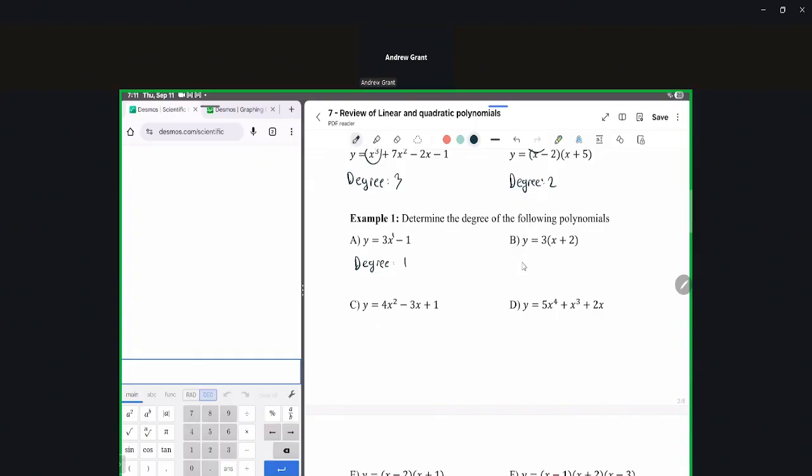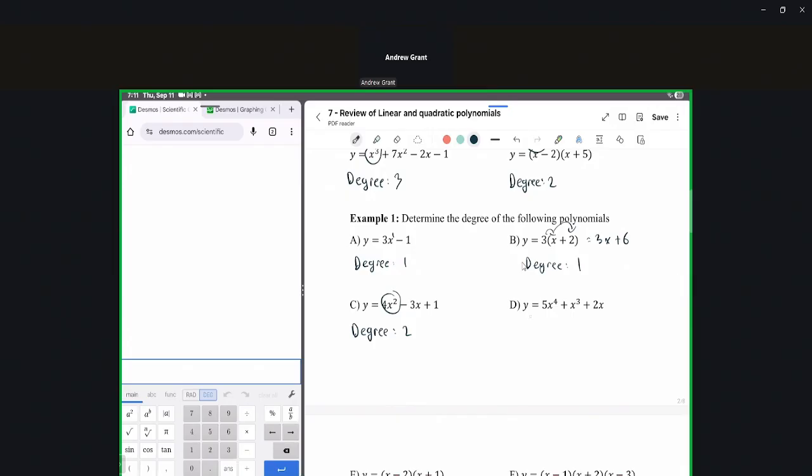B, y is equal to 3 bracket x plus 2. This one also is going to be a degree 1, because again, if you were to multiply this out, the biggest term in there is just going to be a 3x. Hence, we can say it's a degree 1 polynomial. For letter C, we have y is equal to 4x squared minus 3x plus 1. This is going to be a degree 2, because again, the largest term that appears there is an x to the power of 2.